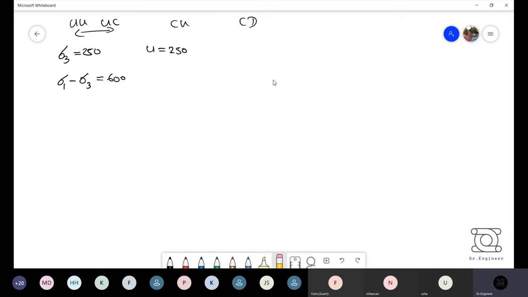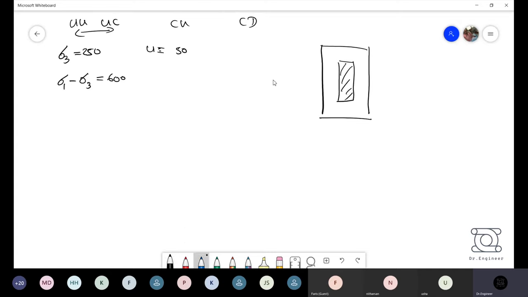So you have to be careful while writing the symbols, right? First you have to understand what is sigma 1, what is sigma 3, and what is the U. U, you all obviously know, is the pore pressure inside the soil sample. When you take a triaxial cell, it's like a chamber, and within this chamber we have the sample. So this is your soil sample.